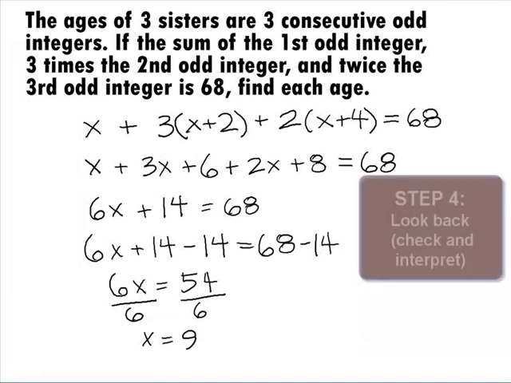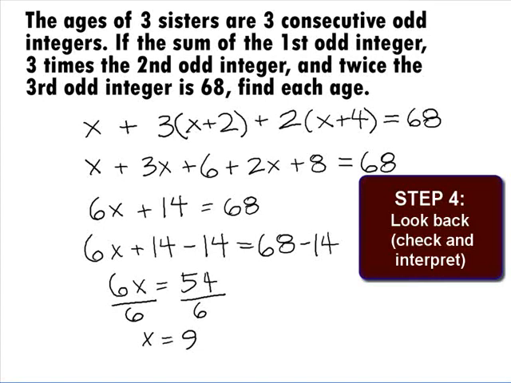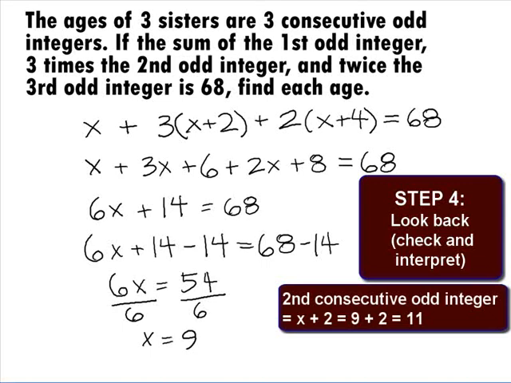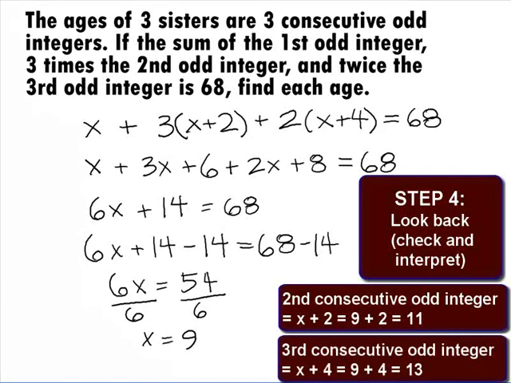In step 4, we want to look back and check and interpret the answer. x equals 9 just gives us the first consecutive odd integer. We still need to find the other 2 consecutive odd integers. Since the second consecutive odd integer is x plus 2, we will get 9 plus 2, or 11, for that second consecutive odd integer. Since the third consecutive odd integer is x plus 4, we will get 9 plus 4, or 13, for that third consecutive odd integer.